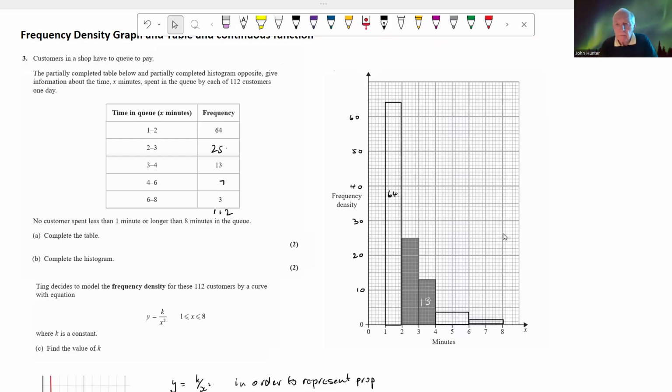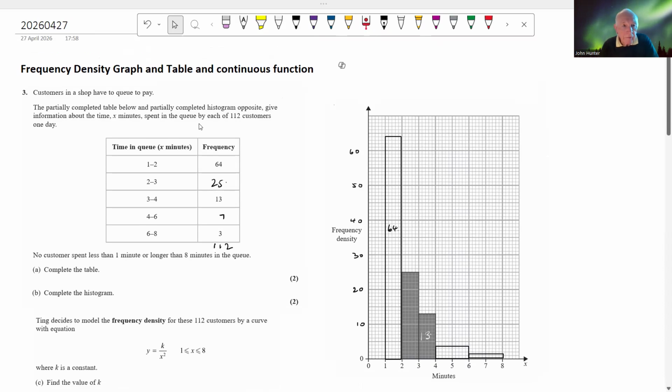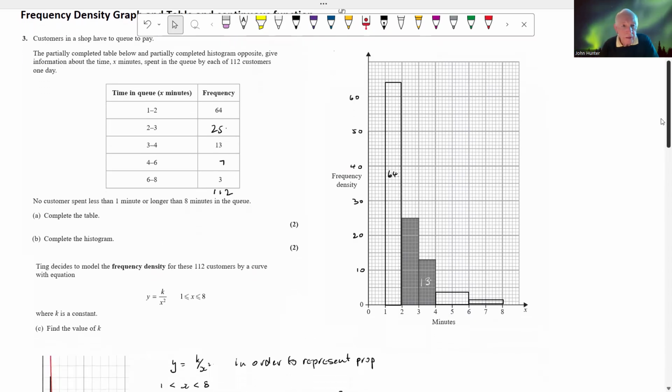Okay, here's a worked example for a statistics problem. This is basically a frequency density graph, and table, and continuous function, just not showing on the top there. All right, let's have a look.